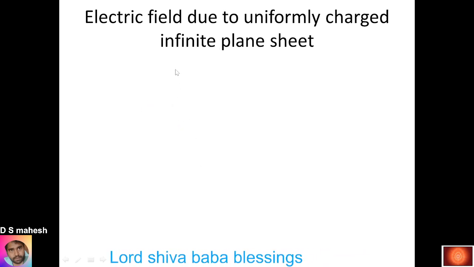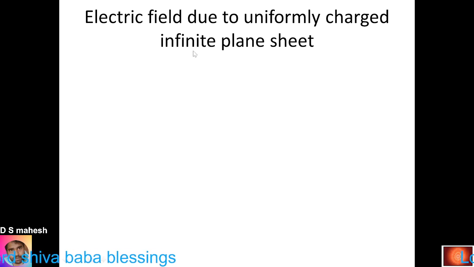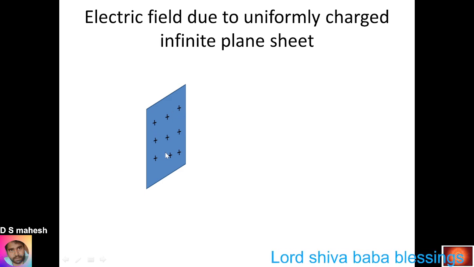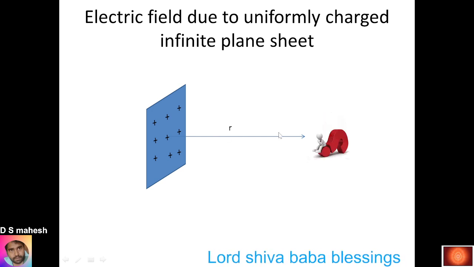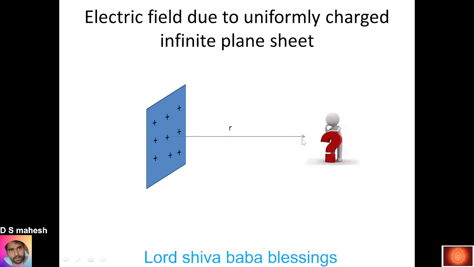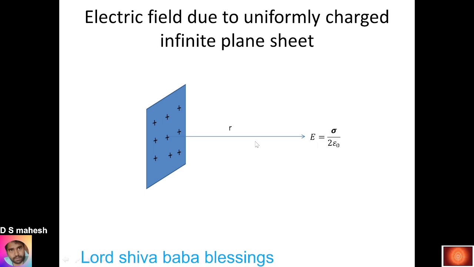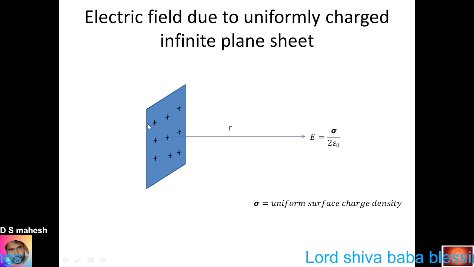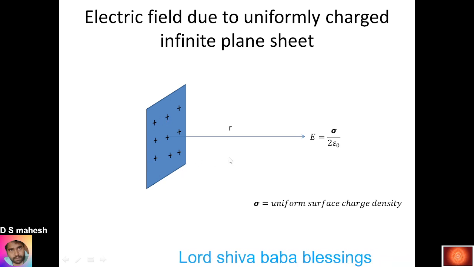So next let us consider electric field intensity due to uniformly charged infinite plane sheet. So if you consider over here, this is a sheet on which the charges is distributed uniformly. So if you are supposed to find electric field at some distance r from this sheet, it is given by E is equal to sigma divided by 2 epsilon naught, where sigma is nothing but the uniform surface charge density.